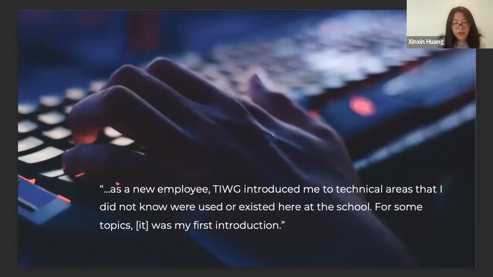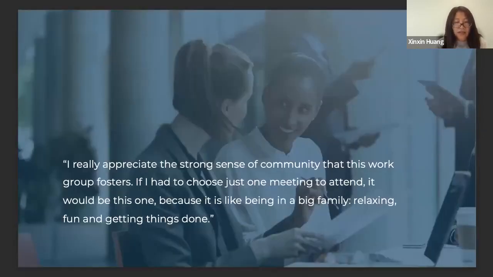As I conclude my part, I would like to share two quotes from our members. They're from the survey, but I will let you read them yourself. The first quote highlights how TIWG helps new member onboarding. The second quote highlights how TIWG fosters a relaxing and enjoyable environment while also promoting productivity and collaboration among members.